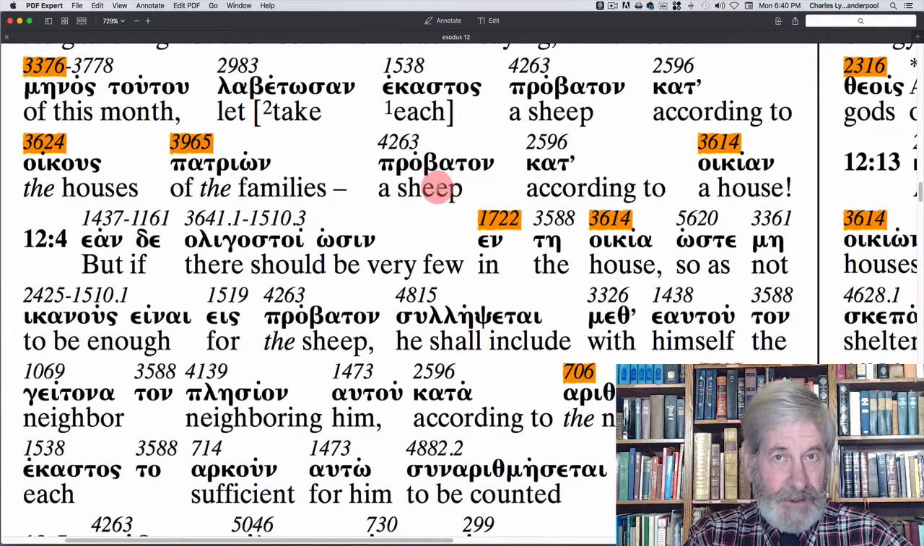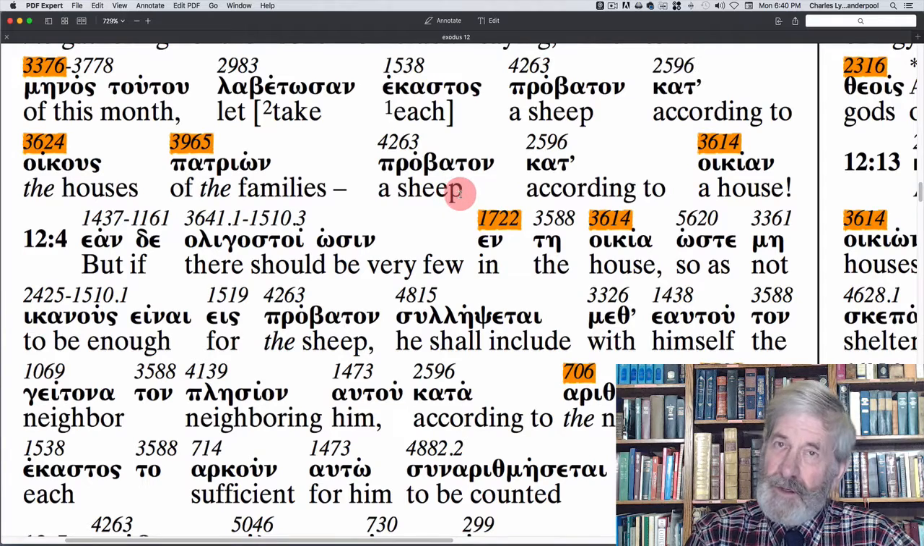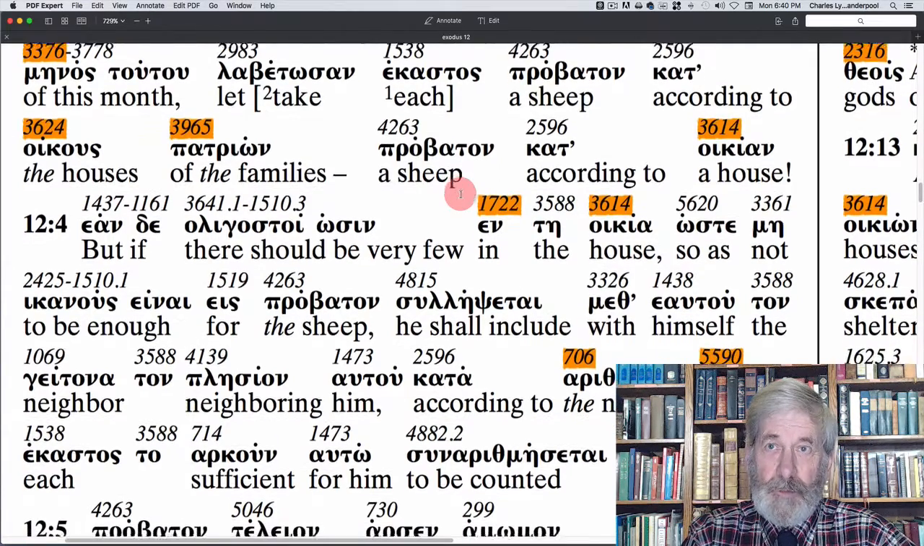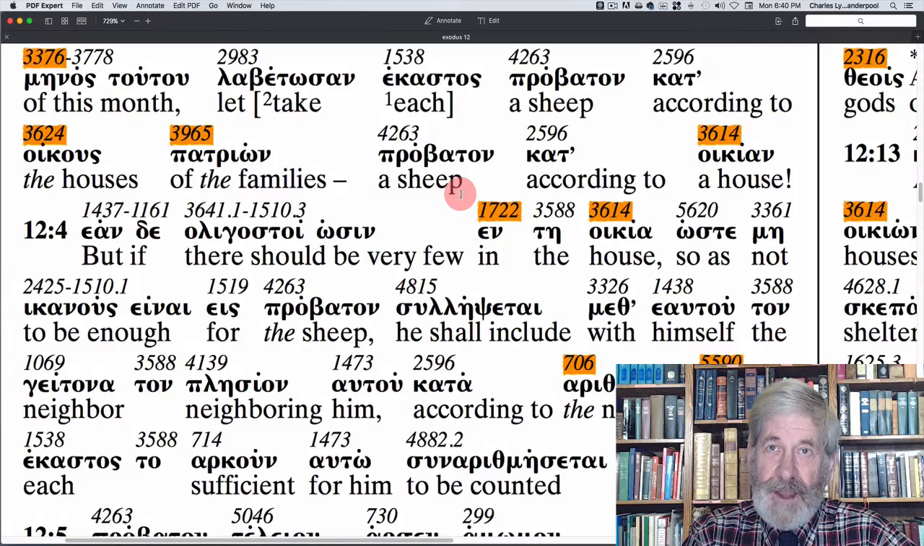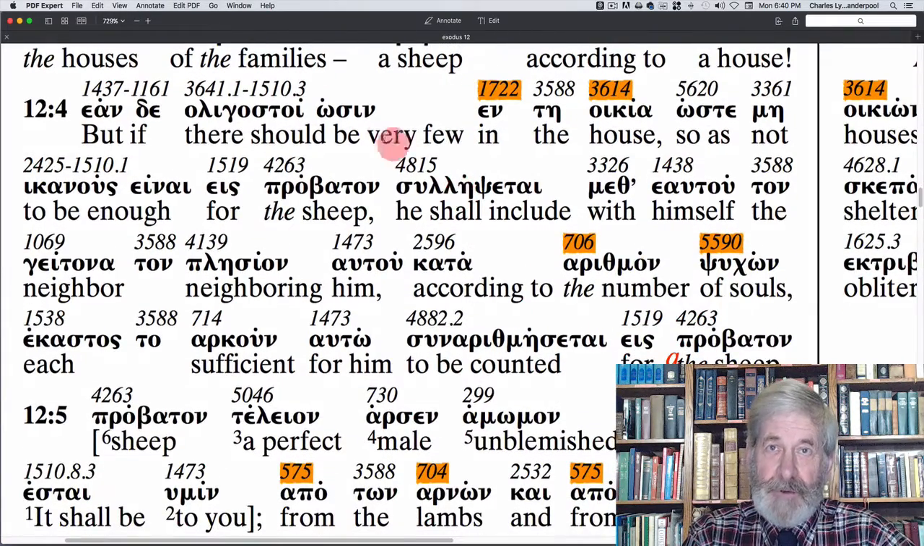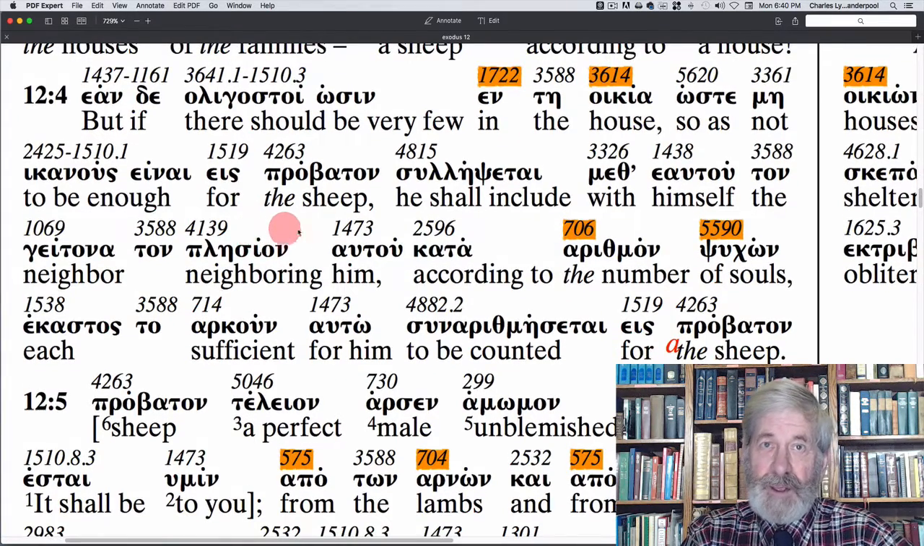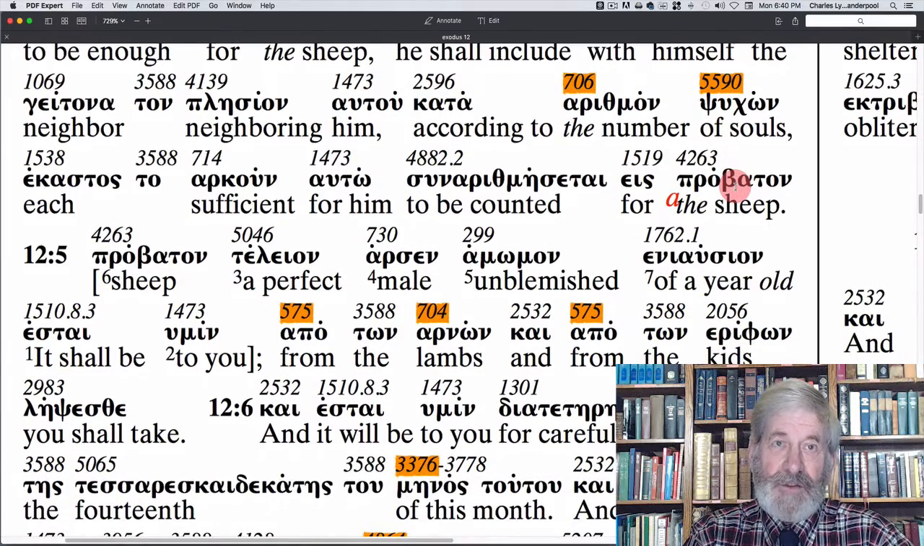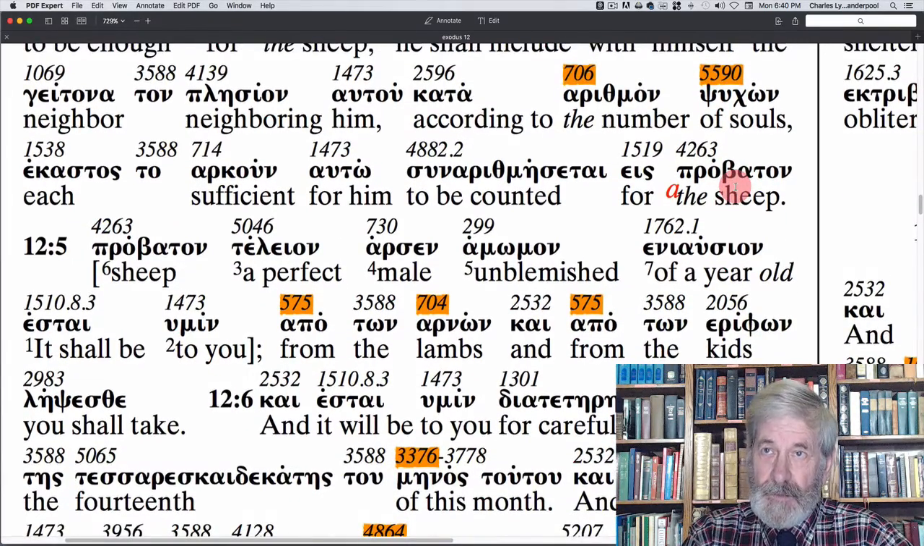Now, why am I separating it and not saying a sheep? Well, you can use sheep, but we'll find out here why I decided to question that, because of what it says here. So they're to take one according to a family, according to a house. But if there should be very few in the house, so as to not be enough for the provaton, for the cattle, then he shall include with himself the neighbor neighboring him. According to the arithmetic, the number of the souls, each sufficient for him to be counted for a provaton.